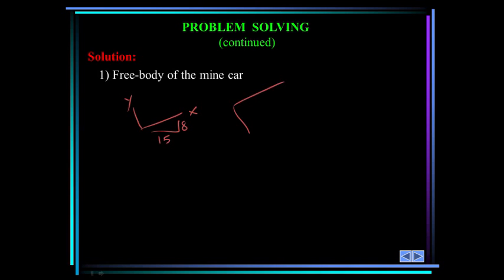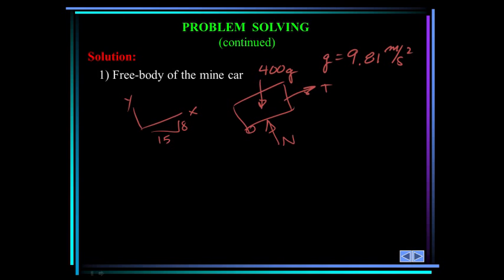So here's the mine car. It's 400 kilograms, so its weight is 400 times g. G is acceleration due to gravity, which is 9.81 meters per second squared. We also have the tension in the cable, and we have the normal force. Now, since the mine car is on wheels, we're going to assume that the frictional force is 0. So this is our free body diagram.